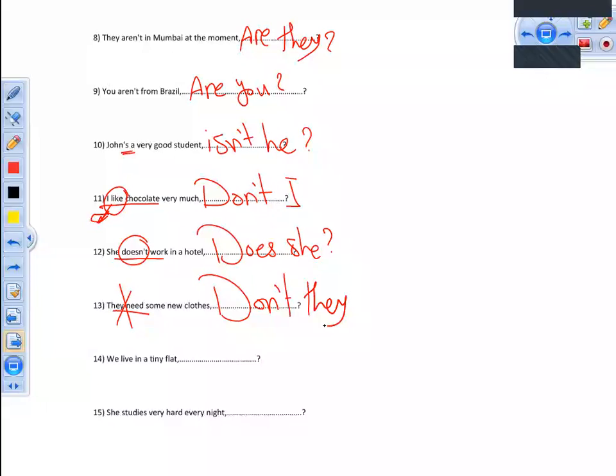Malak Mahmoud. Yes. I live in a tiny flat. Don't we? Excellent. Thank you, Fatma. She studies very hard every night. Doesn't she? Thank you.